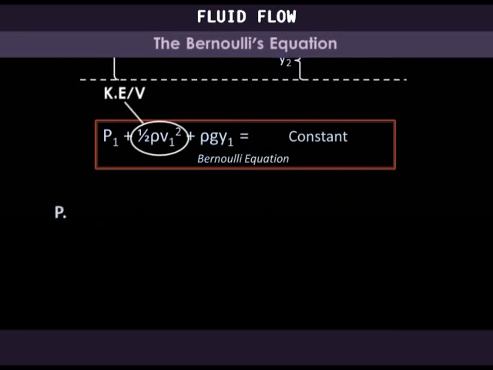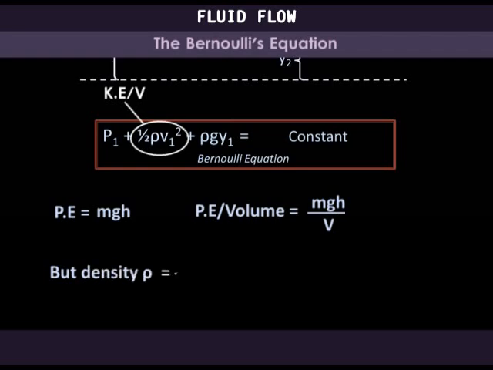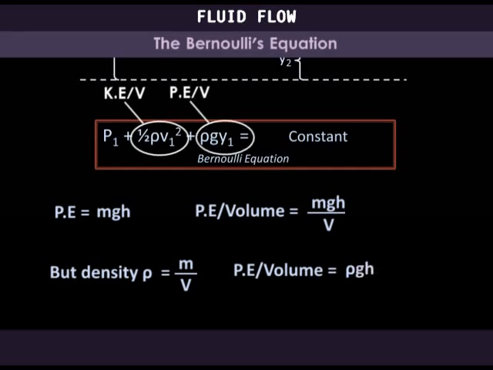Also, potential energy is equal to mgh, and so potential energy per unit volume will be equal to mgh over V. But density is mass over volume, and so potential energy per unit volume will be equal to rho gh, and so this is potential energy per unit volume.